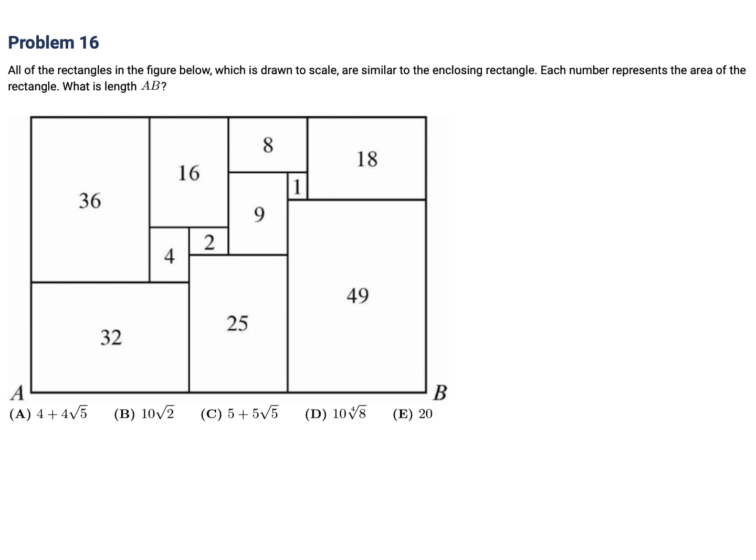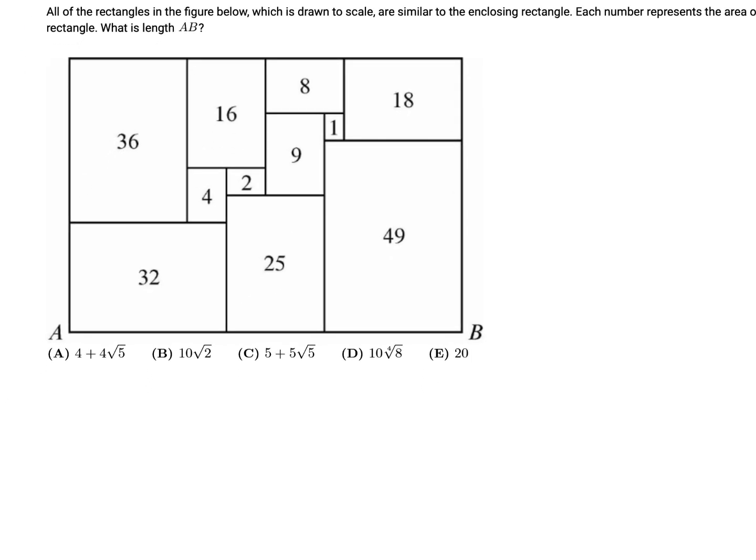All of the rectangles in the figure below, which is drawn to scale, are similar to the enclosing rectangle. Each number represents the area of the rectangle. What is AB? All right, interesting question here. Okay, well, I'm going to do some labeling. First, I'm going to just concentrate on this guy. Just call it W for width and L for length.